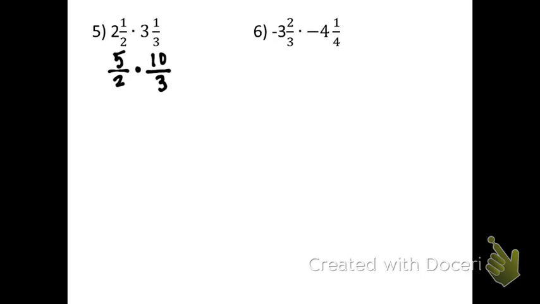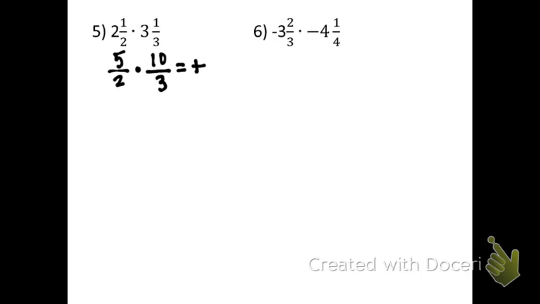Okay, check my signs. Positive times a positive is going to be a positive answer. Cross cancel or reduce. This is step 2. I'm going a little out of order here. So check with 2. Does 2 go into 5? Does anything go into both 2 and 5?